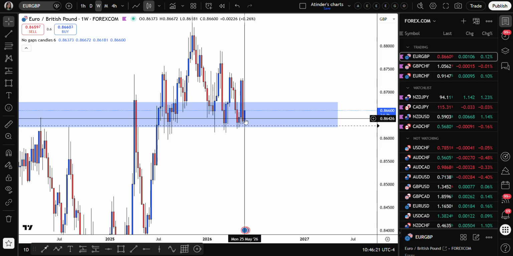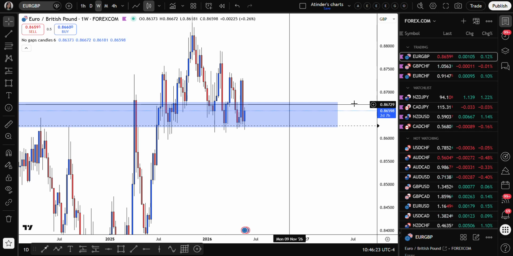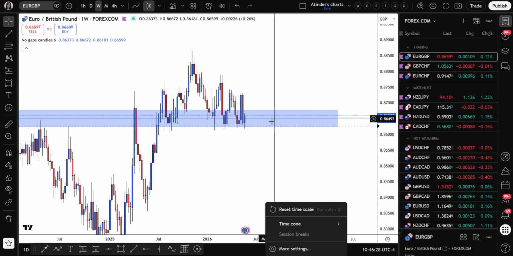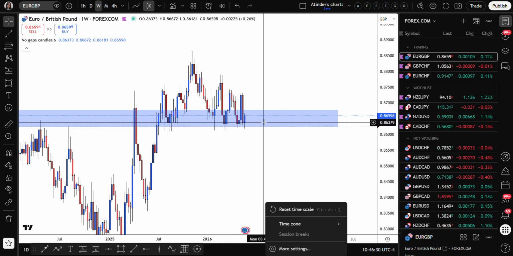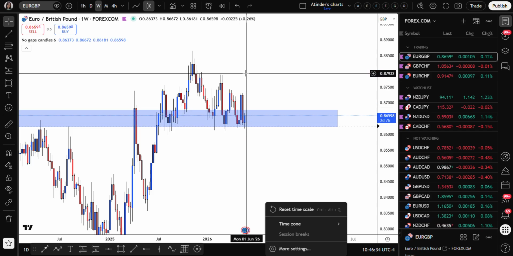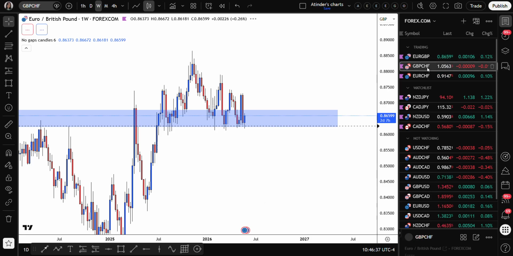All we're caring about is that if it holds support here and it's respecting that zone, that means that zone is still valid. So this zone is still valid. And because it's above the zone, you're going to take a buy. That's it. So dirt simple. This is another trade.